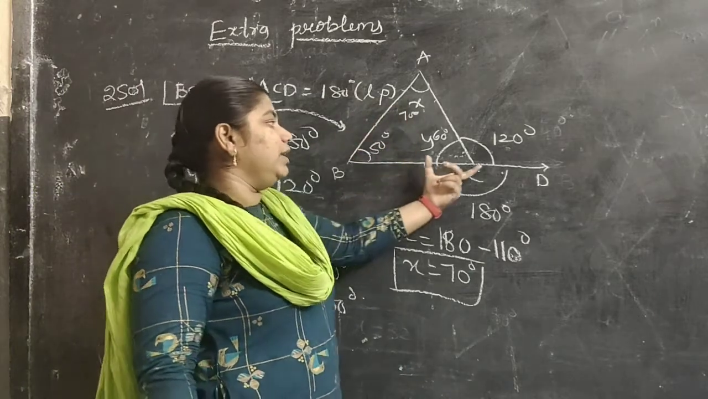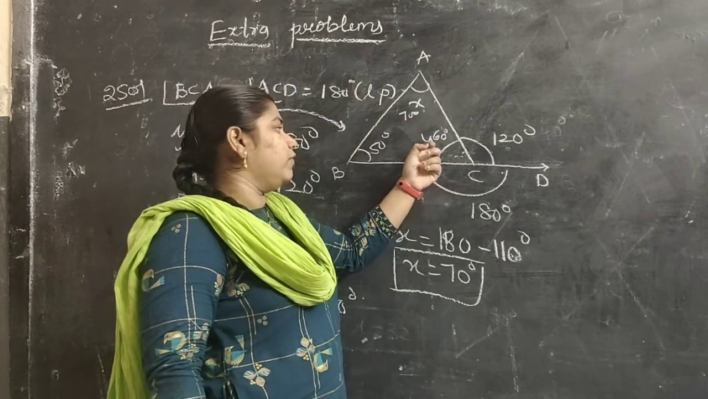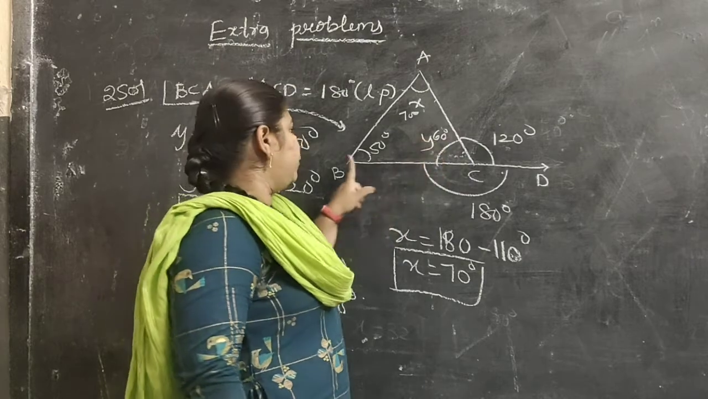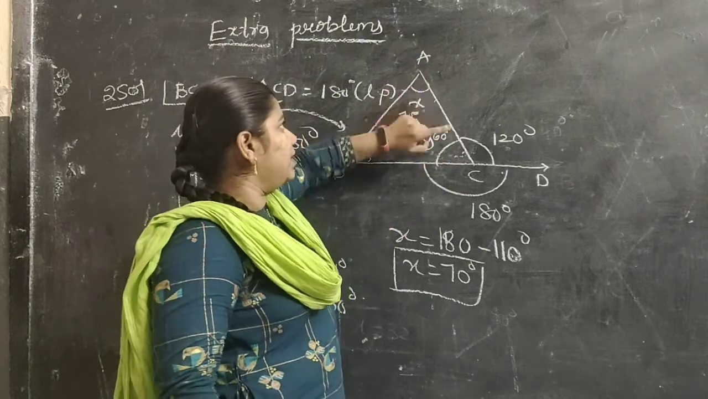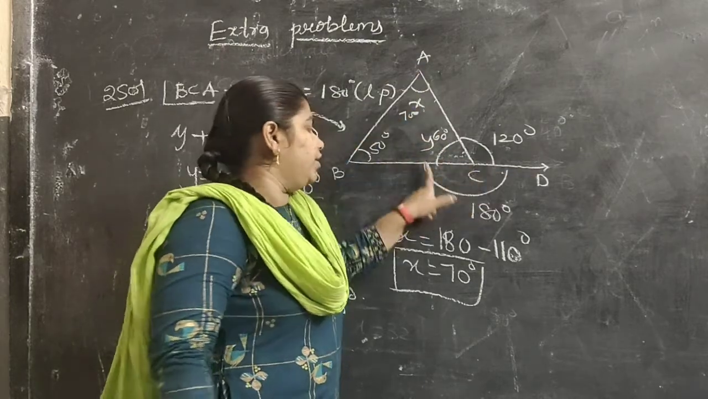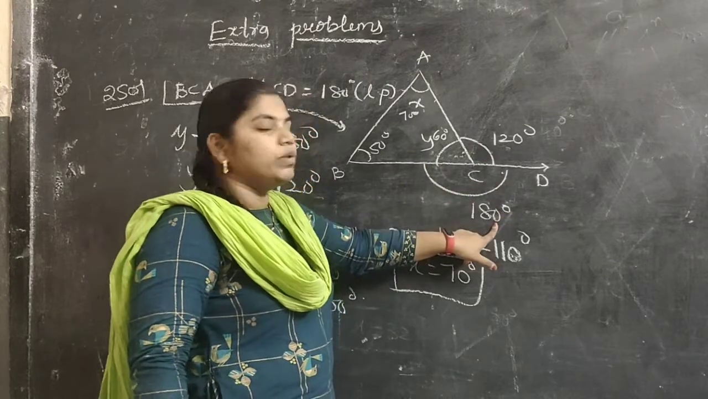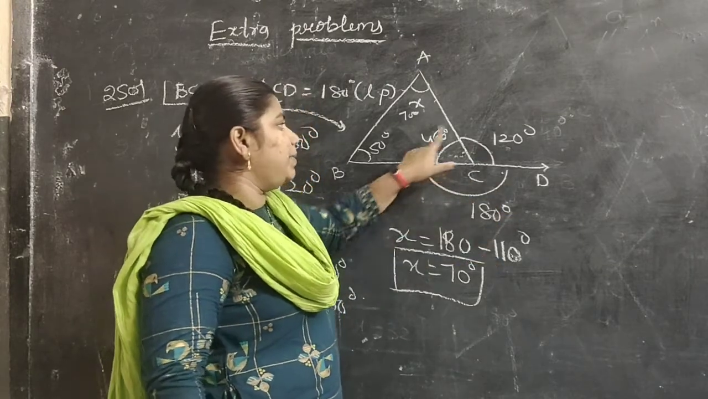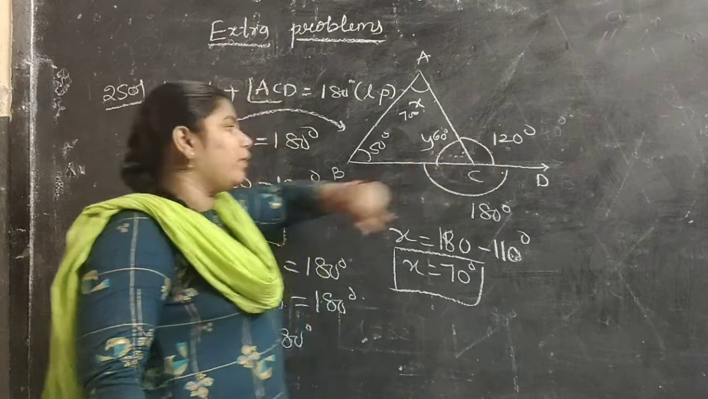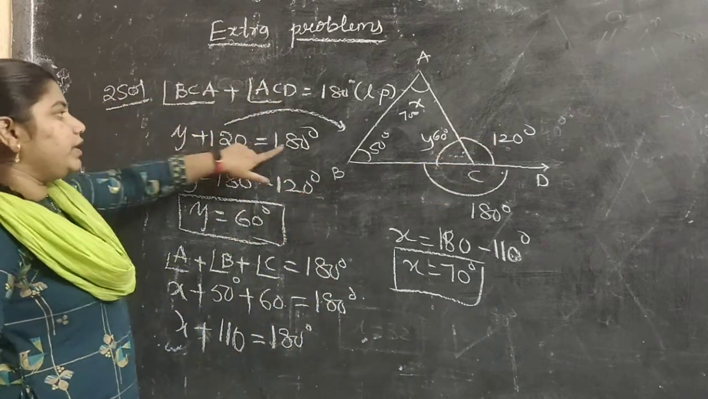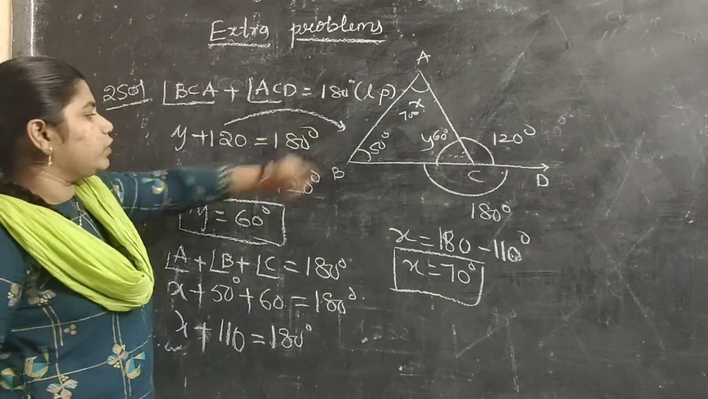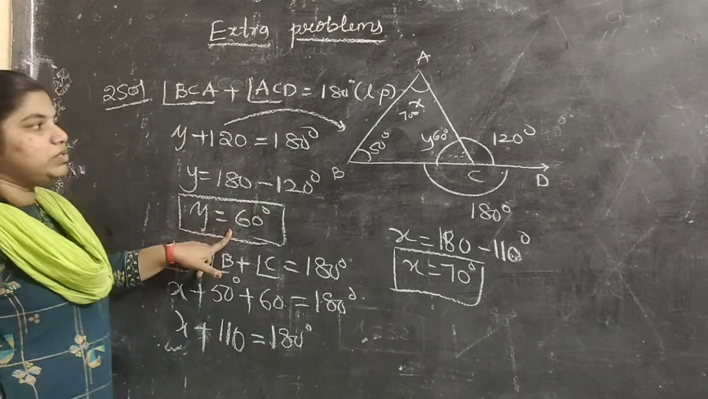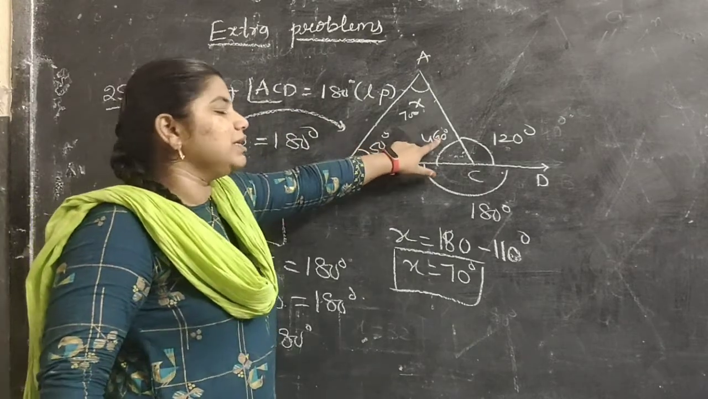So by using the linear pair property, I have found the y value. If you add BCA plus ACD, it is forming one linear pair that equals 180 degrees. So y plus 120 should be equal to 180. Transpose 120 to the other side, that will be equal to 60. So you got the y value as 60.